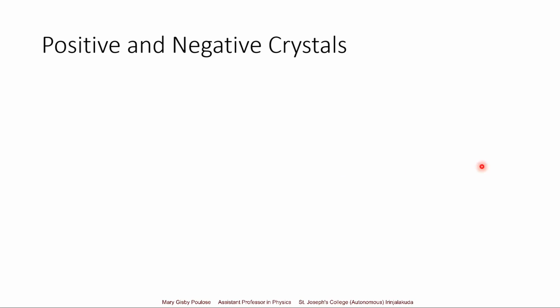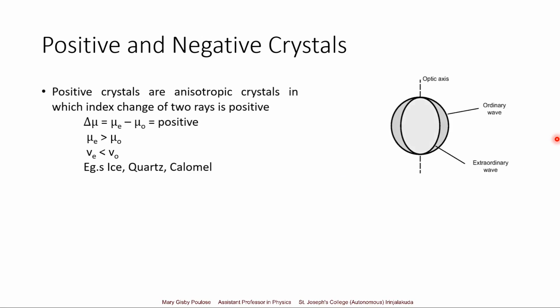So let us discuss in detail what are positive and negative crystals. Positive crystals are anisotropic crystals in which the change in refractive index of the two rays is positive. That is, delta mu, mu E minus mu O, is positive. It means that the refractive index of the E ray is greater than the refractive index of the O ray.